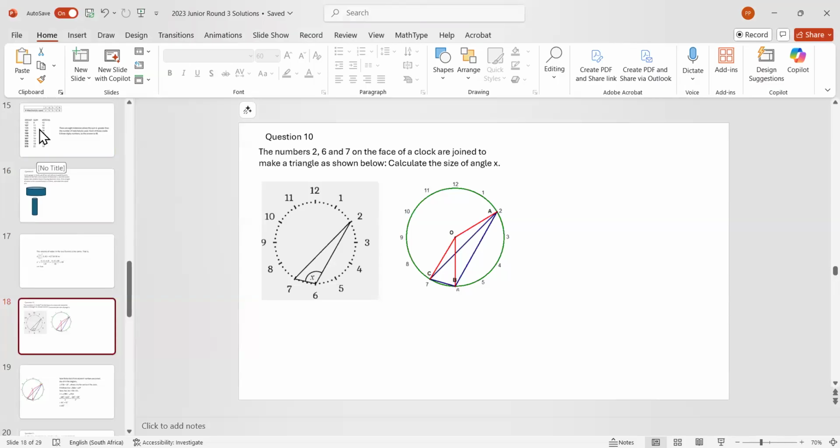Okay, the next problem seems to be a geometry problem. Okay, the numbers 2, 6, and 7 on the face of a clock. So 2, 6, and 7 are joined to make a triangle, as you can see. Calculate the size of the angle X. That's quite an interesting problem.